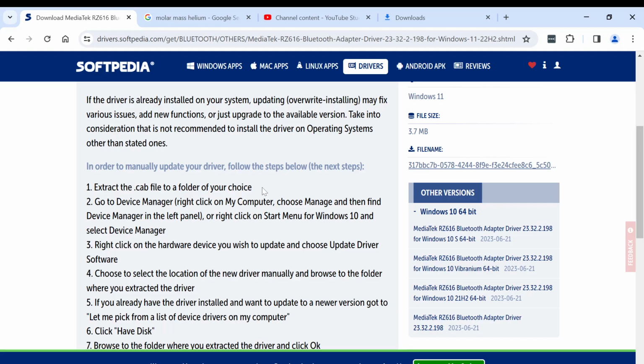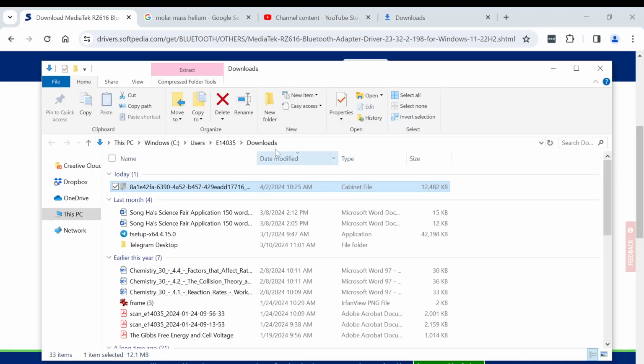Yeah, but I don't know how to extract it. That's my problem. Where is the folder? Is it here? Downloads? Yeah.